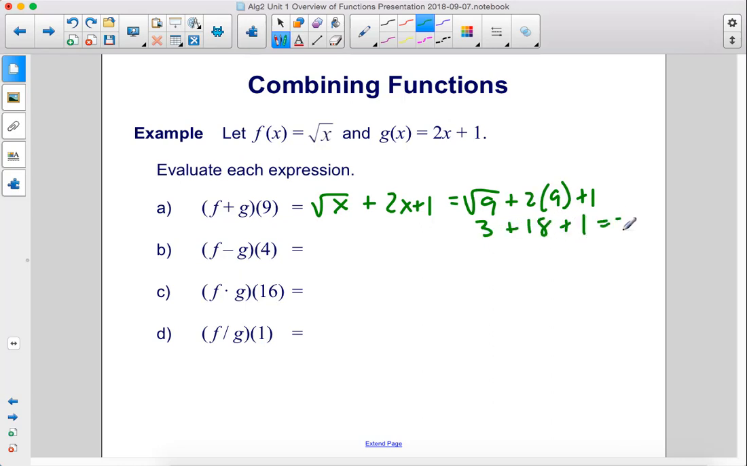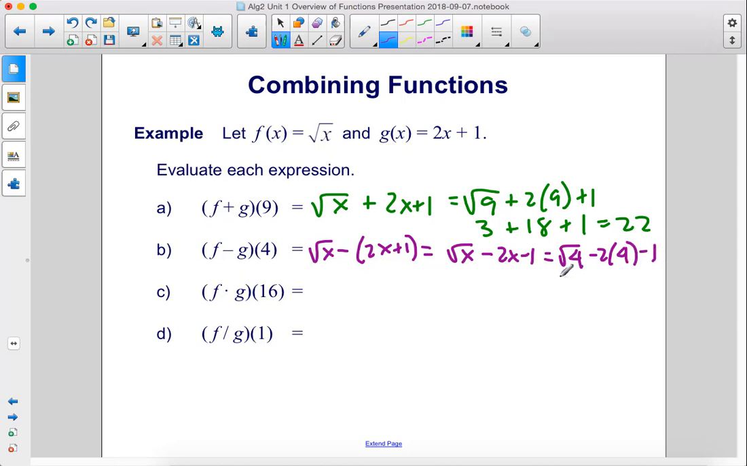So that is 22. Next, f minus g, square root of x minus 2x plus 1. So that equals the square root of x minus 2x minus 1. If we plug 4 in here, we get the square root of 4 minus 2 times 4 minus 1. That's 2 minus 8 minus 1. So that's negative 6, negative 7.